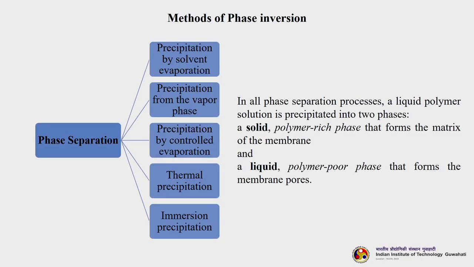Let us see what the different types of phase inversion are. In many books, you will see they are writing phase separation. This is basically the same. So, we shall have precipitation by solvent evaporation. We can have precipitation from the vapor phase.